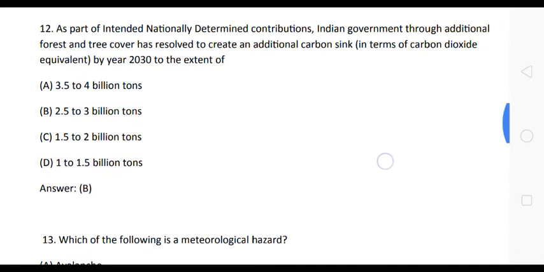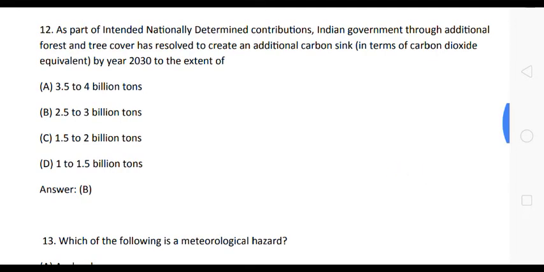The next question is: as part of intended nationally determined contributions, the Indian government through additional forest and tree cover has resolved to create an additional carbon sink in terms of carbon dioxide equivalent by the year 2030 to the extent of.